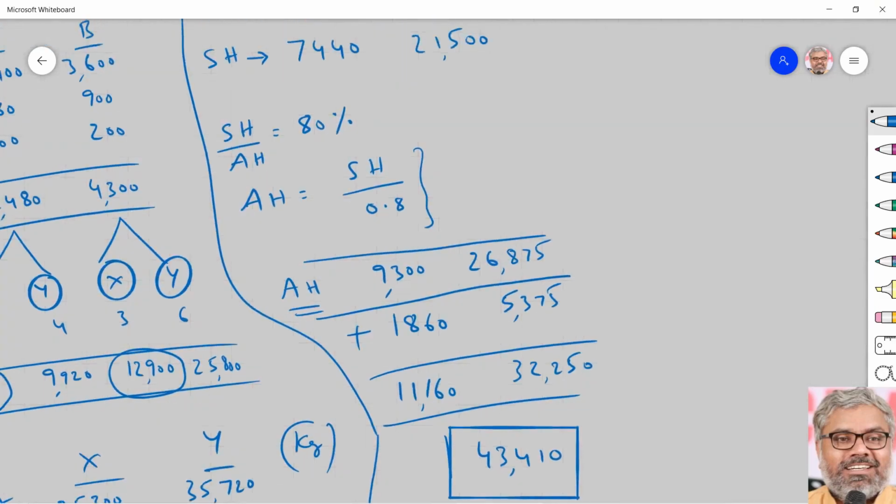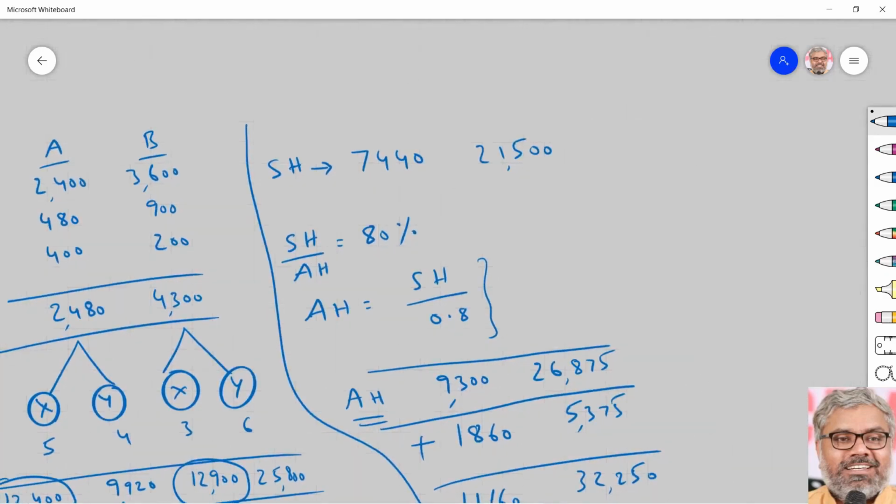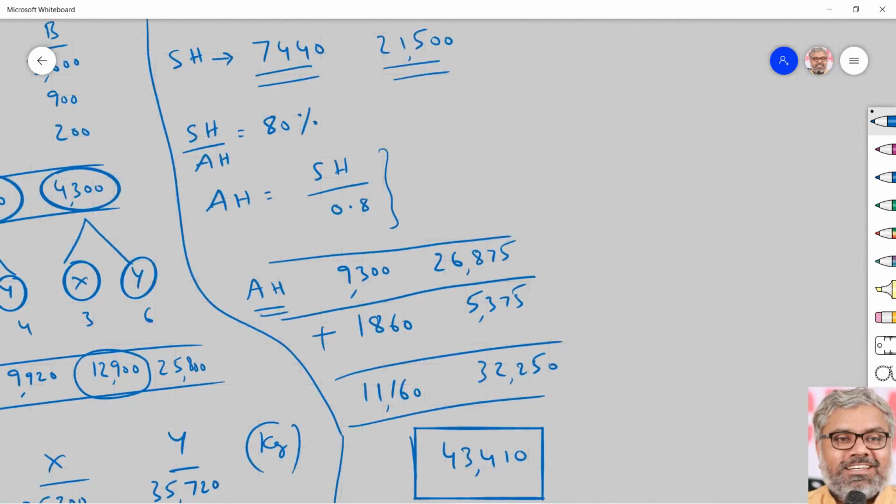Once again, understand the difference between standard hours required for actual output. Actual output is this much. Standard hours are given. So standard hours required for actual output is this much. Actual hours can be found out by knowing the efficiency ratio. That is why without knowing efficiency ratio, we cannot do this problem. Now that we know it, we can do this problem.